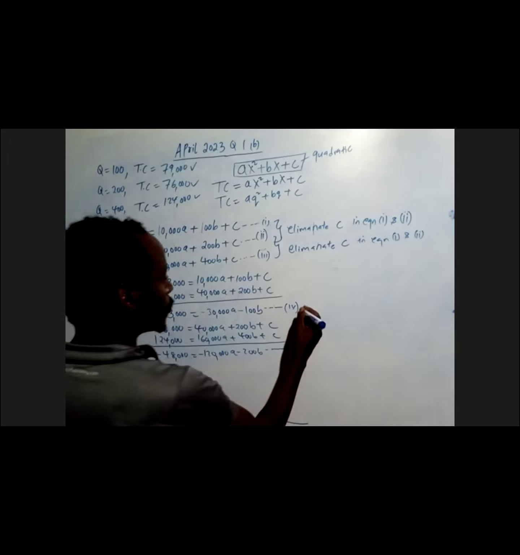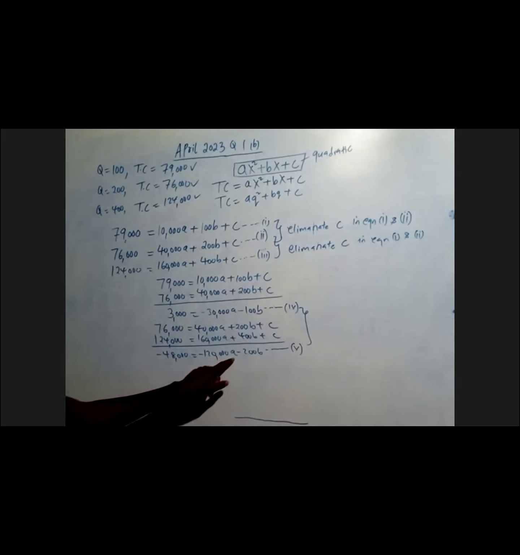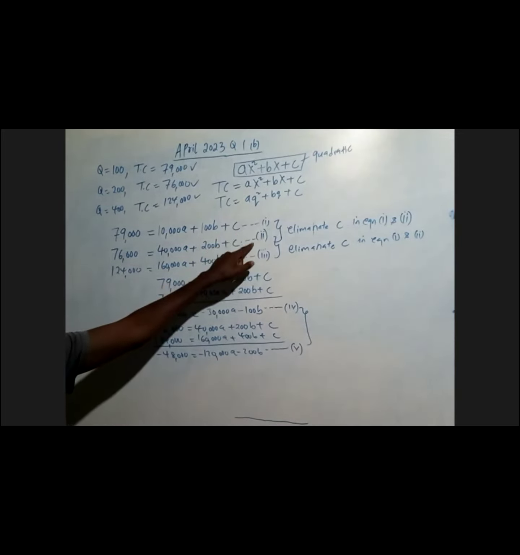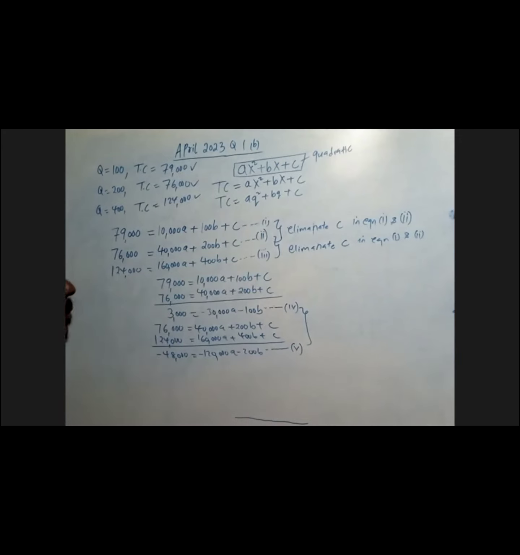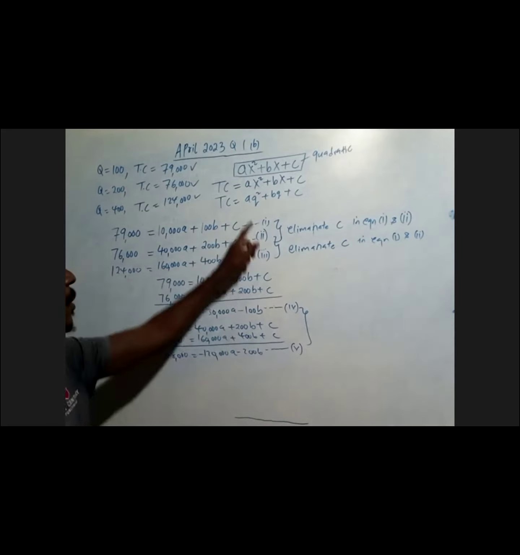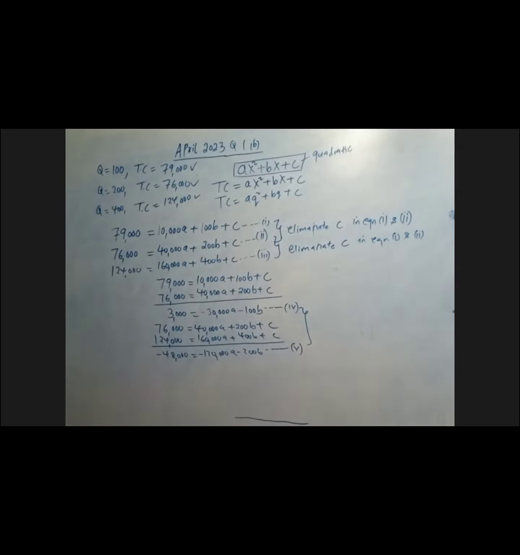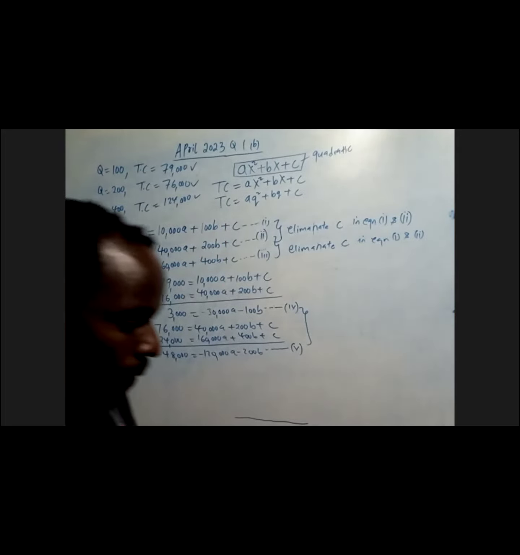Now we can use equation 4 and 5 to find the value of A and B. Once you find the value of A and B, you can replace them in either of equations 1, 2, or 3 to find the value of C, so that you get all the values you are missing, that is A, B, and C, so that you can input into our total cost function to get our cost function.